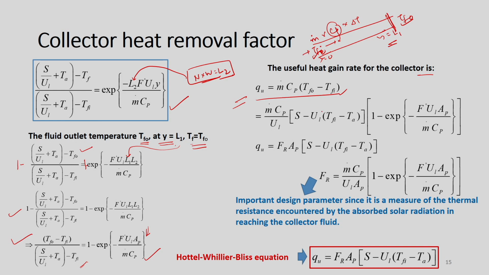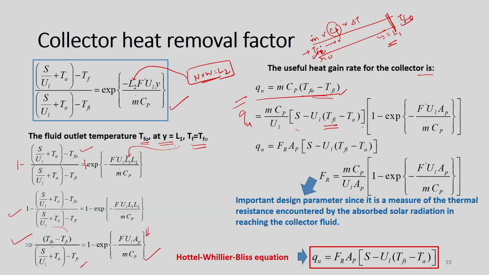We can modify this expression because this is known to us now. If we know this multiplied by this, then we will have this expression, right. Now what we can see here is that this QU is in terms of TFI. Only we need that inlet fluid temperature. Once you know this inlet fluid temperature and the other expression, then straight away you can calculate QU, which is much easier than calculating QU in terms of mean plate temperature TPM. So this QU is equal to FR AP of something like this.